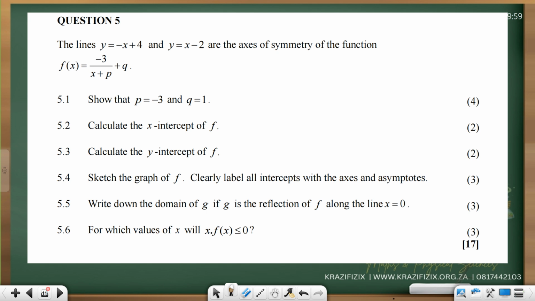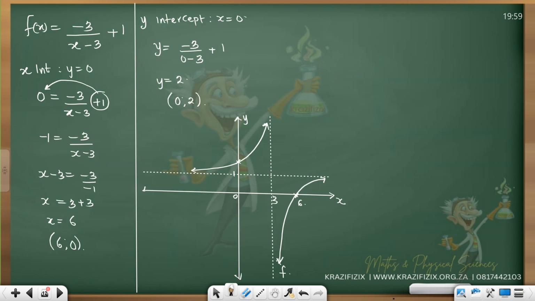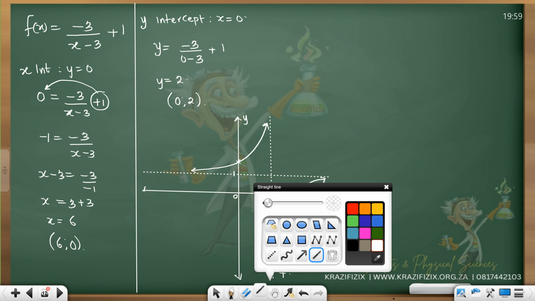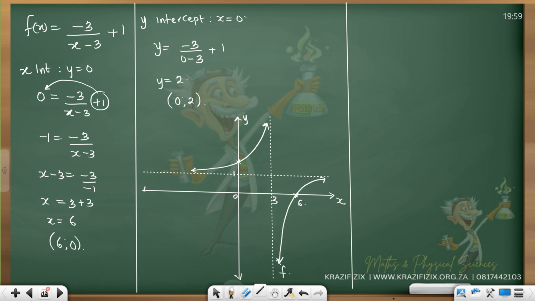Let's see, write down the domain of g, if g is the reflection of f along the line x equals 0. Beautiful. Let's see. g is f reflected. Oh, I love this. Along.